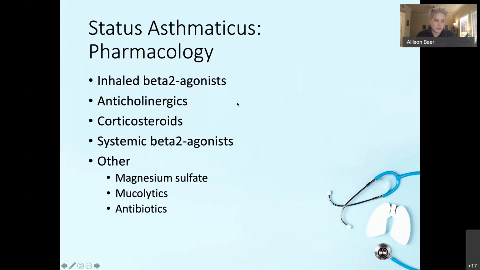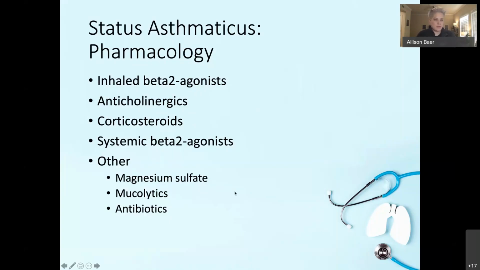So this is like Atrovent. This helps with bronchodilation because it blocks the parasympathetic receptors and decreases the vagal tone of the airway. And then corticosteroids help stop that inflammatory response, so that helps with swelling and secretions. And then systemic beta-2 agonists, and that's like IV terbutaline.